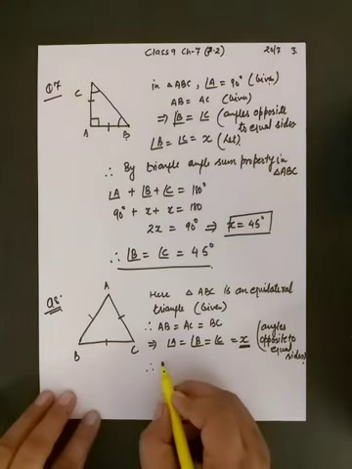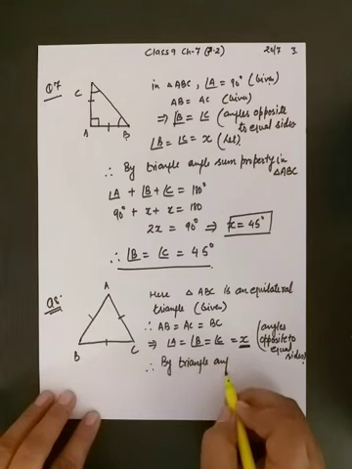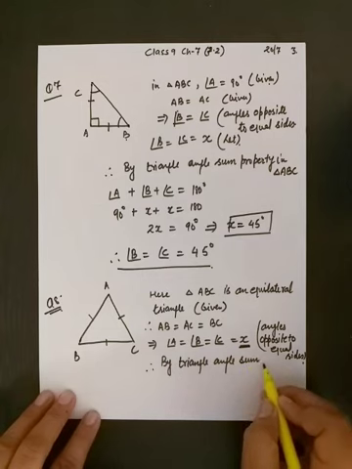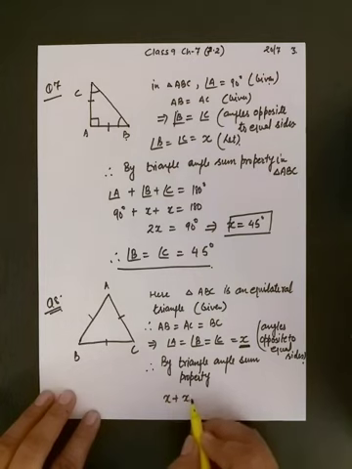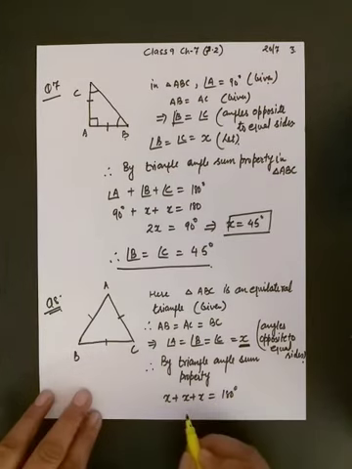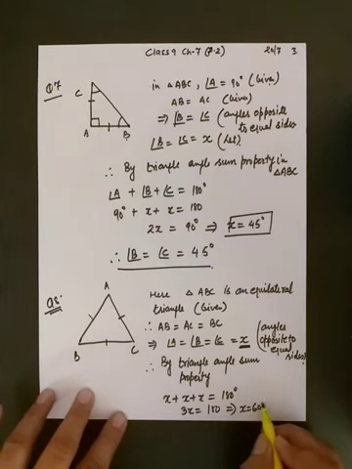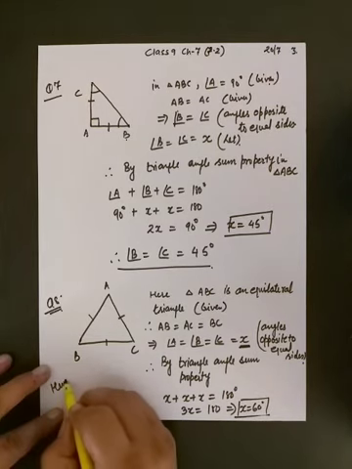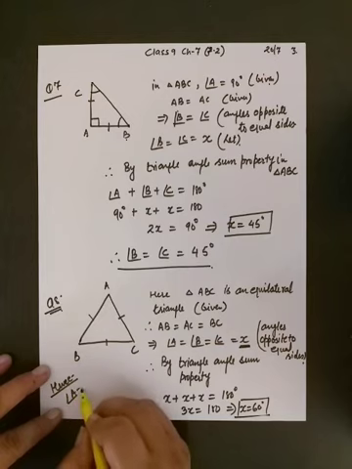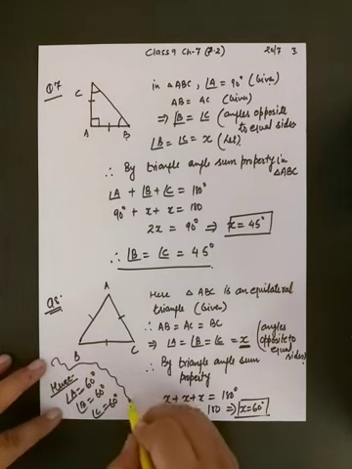So we can say by triangle angle sum property, x plus x plus x is equal to 180, and we get 3x is equal to 180. This gives you x is equal to 60 degree. So therefore, hence angle A is equal to 60, angle B is equal to 60, and angle C is equal to 60. Hence proved.